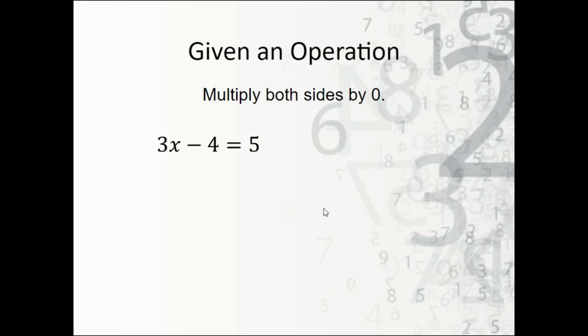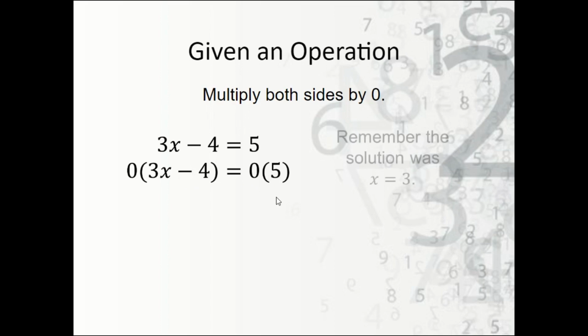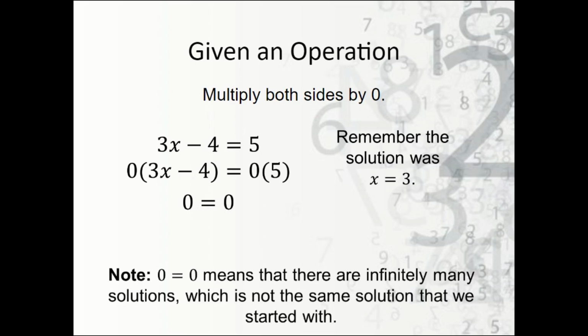So let's look at 3x minus 4 equals 5, so we have the same equation, and we're going to multiply both sides by 0. So when I do that, I get 0 times 3x minus 4 is equal to 0 times 5. Remember that the solution was x equals 3. Well, here I end up with 0 equals 0, which eliminated my x altogether. So now it does not hold up. So there are infinitely many solutions because 0 equals 0. So therefore, x equals 3 is not necessarily a solution.